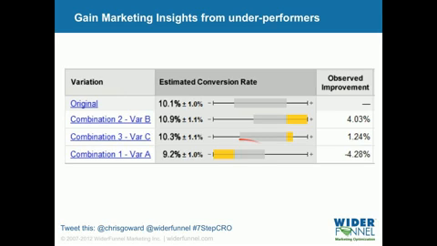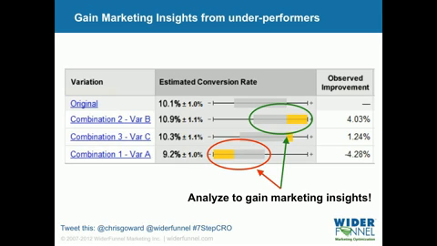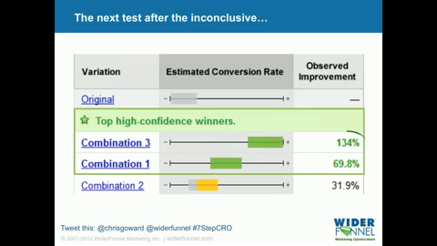Now let's take a look at another one. Here again, we've got an inconclusive result. This is the one we saw at the beginning of today's presentation, where this test had run for quite some time, and we were still only getting marginal lifts and some marginal decreases in conversion rate. So again, analyzing the differences in these variations to understand the marketing insights behind it, we're able to glean some of these insights, and at the end of the day, this was the next test for this client.